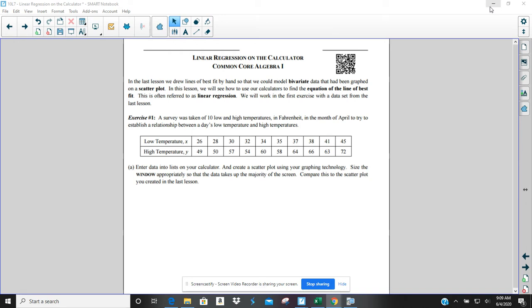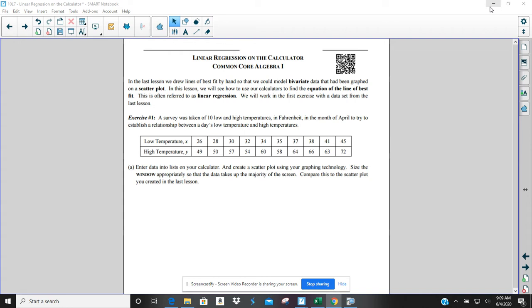So they're saying that we were using a scatter plot to find an equation. We're going to use our calculator to find the equation, which is going to be really, really precise. In the previous lesson, we were getting an estimate, which is fine. This is going to be precise. So let's go through this.